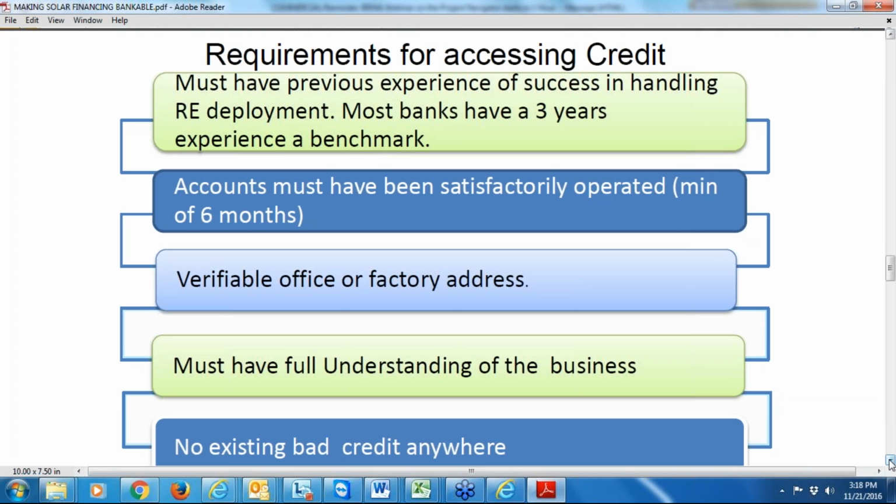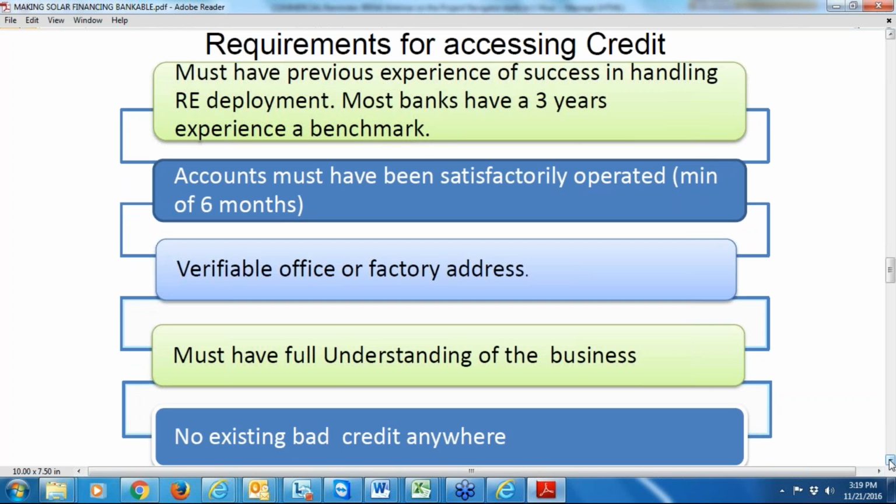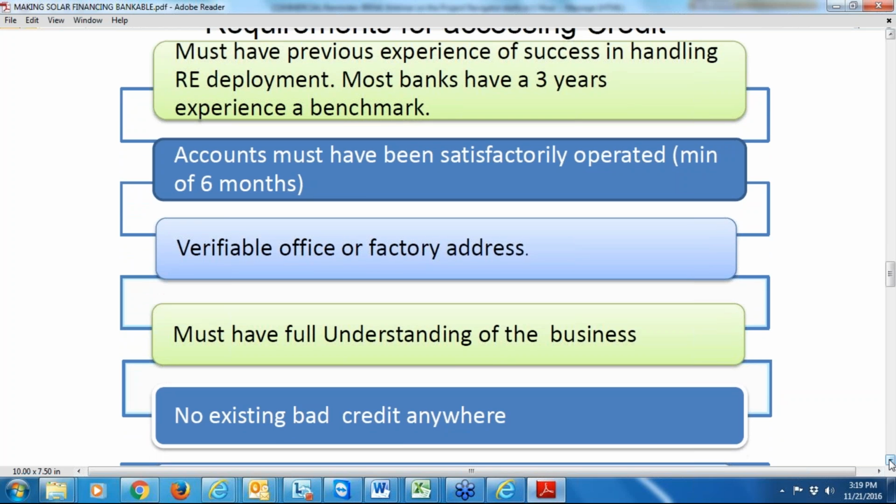Most banks will look at you to finance you and say you have run your business for about 3 years. Some banks will say you must run your account with them for 6 months. You must have that. They must be able to verify where you operate from. They must also understand that you have a full understanding of the business.